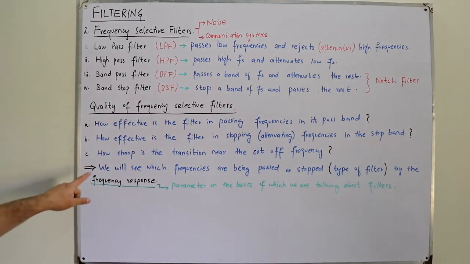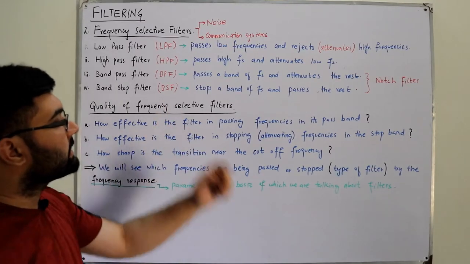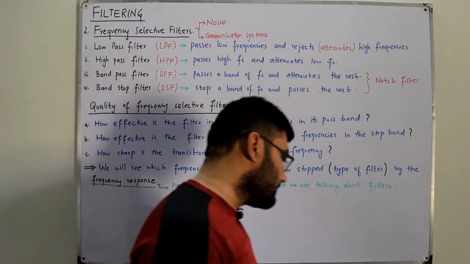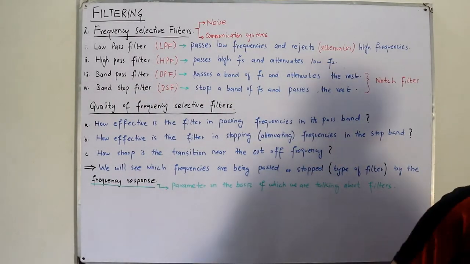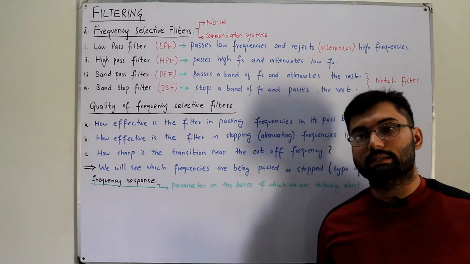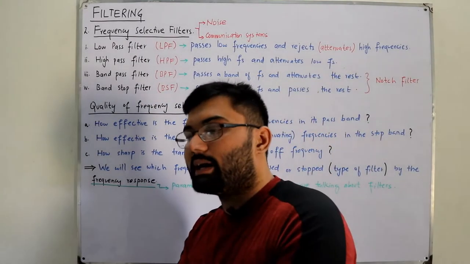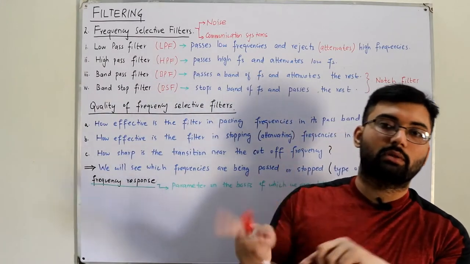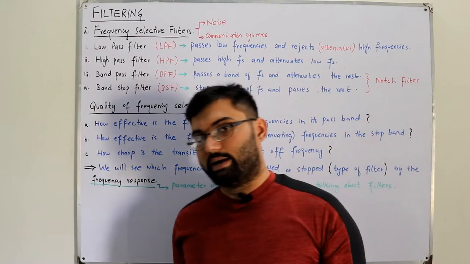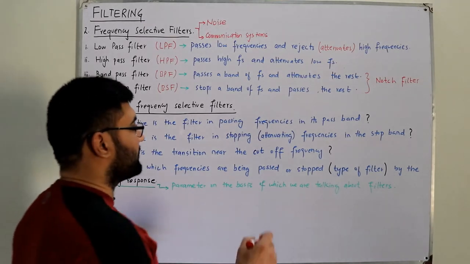Number three, how sharp is the transition near the cutoff frequency? Now, cutoff frequency, what is the cutoff frequency? So cutoff frequency is that frequency at which the filter goes from the stop band to the pass band, or it goes from the pass band to the stop band. Write the definition. What is the cutoff frequency?